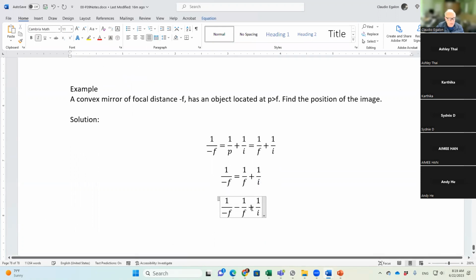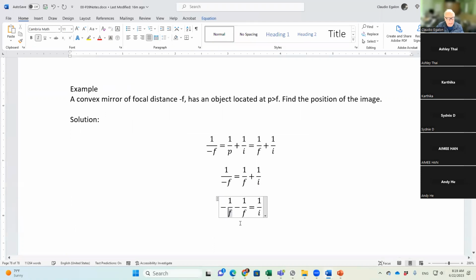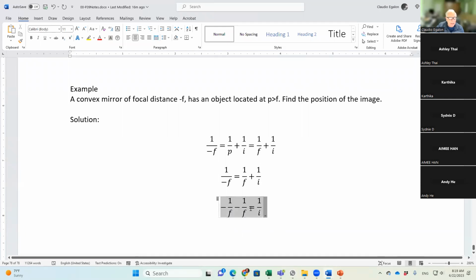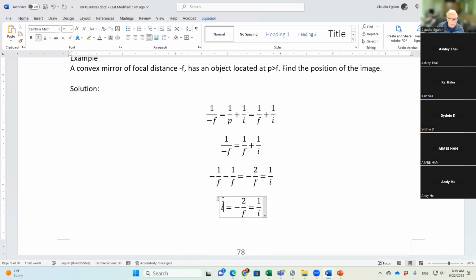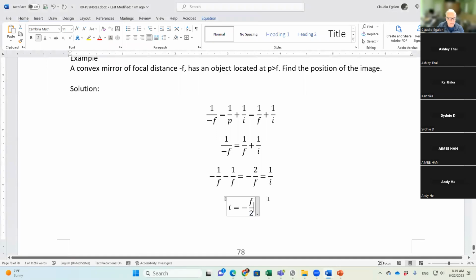Okay, so you must have a negative sign in there. We pass to the other side. That's going to be equal to minus 2 over F. And the image that is formed is going to be I equals minus F over 2. The negative means that the image is virtual.